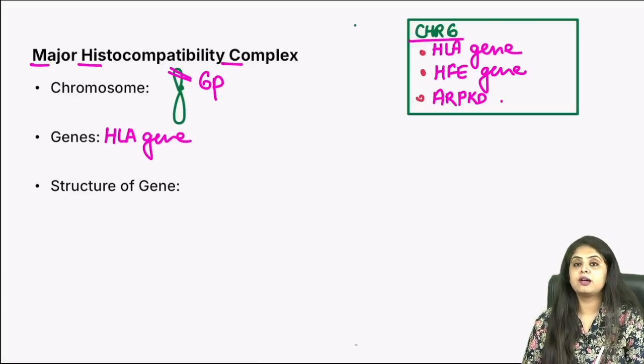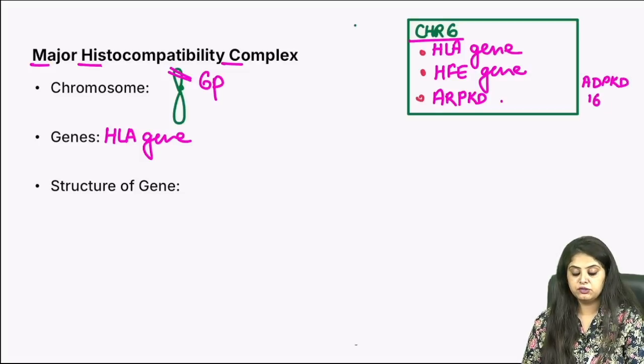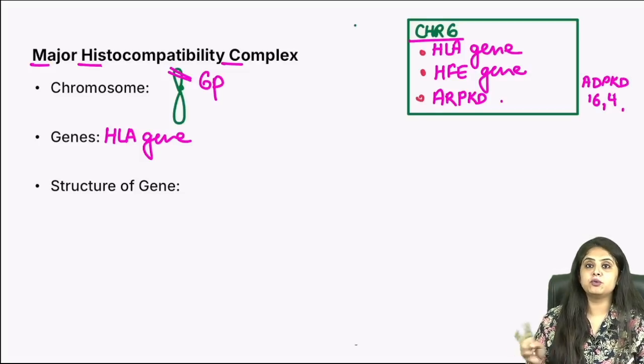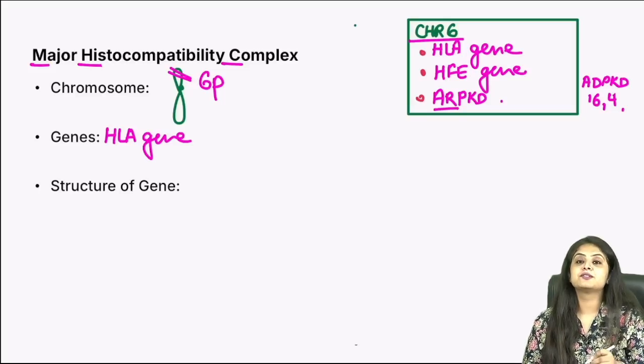The gene for that also happens to be on chromosome 6, not of autosomal dominant polycystic kidney disease because chromosome over there is 16 and 4 multiples. For autosomal recessive, it is chromosome 6.